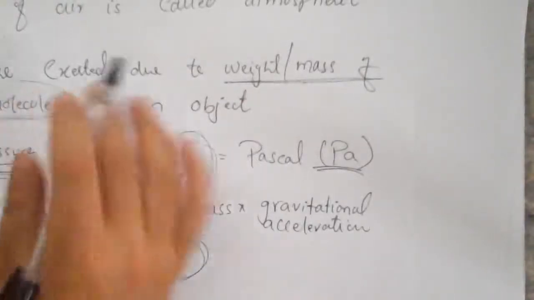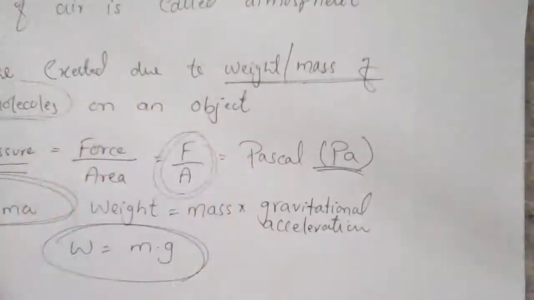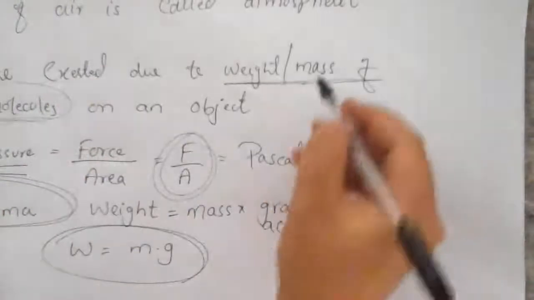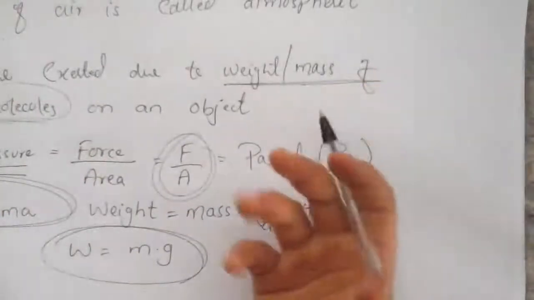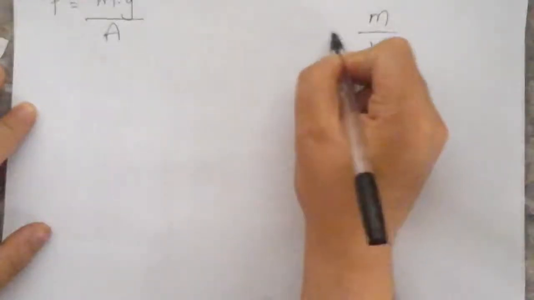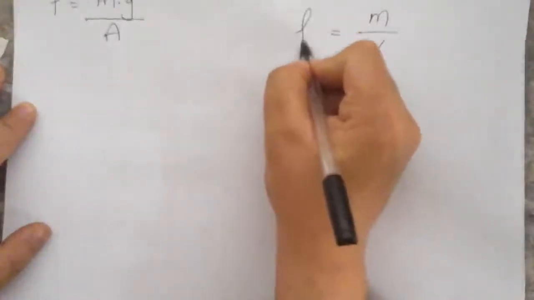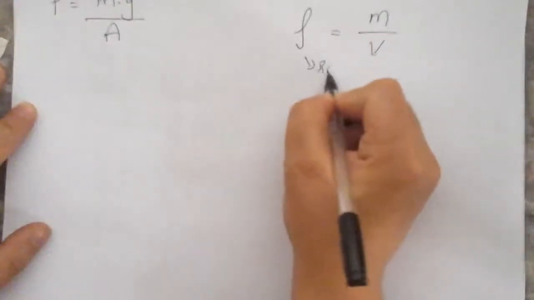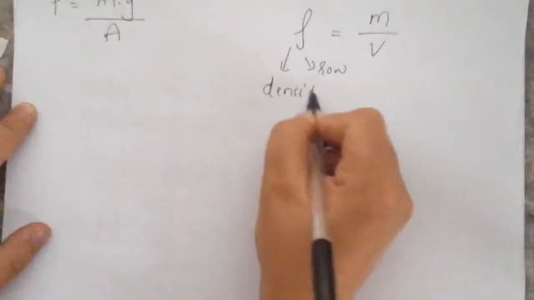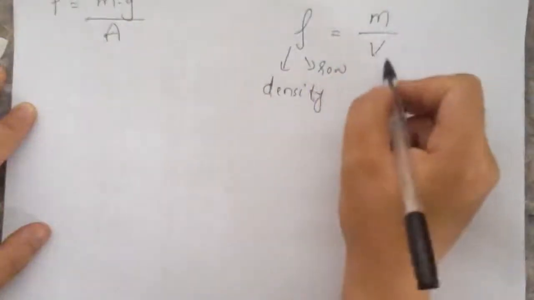Now definitely we know that gases do occupy volume. Why? Because they have mass. Now the ratio of mass to volume, mass per unit volume, this is density, denoted by the letter rho. This is the symbol for density. So what is density? Density is the mass per unit volume.